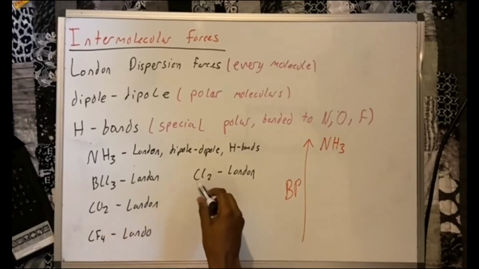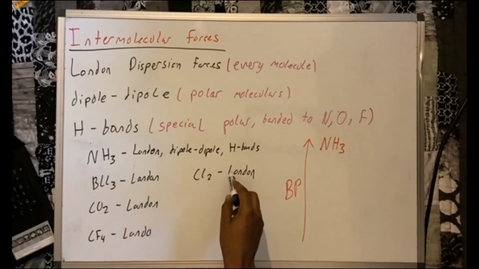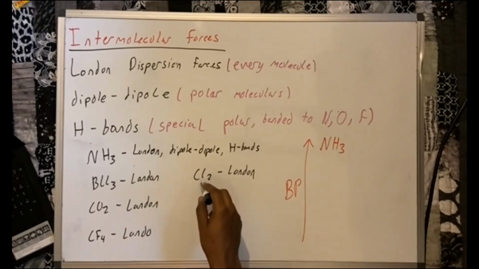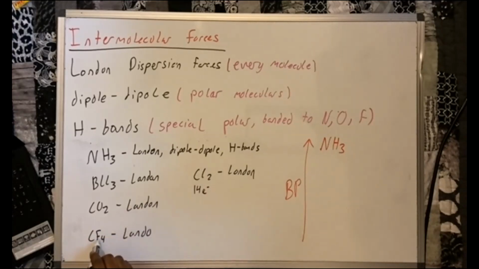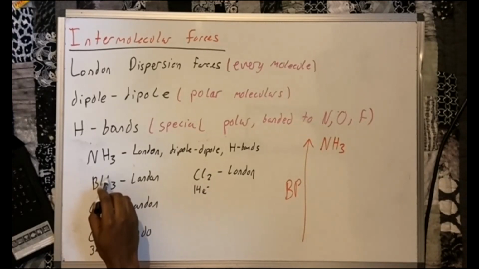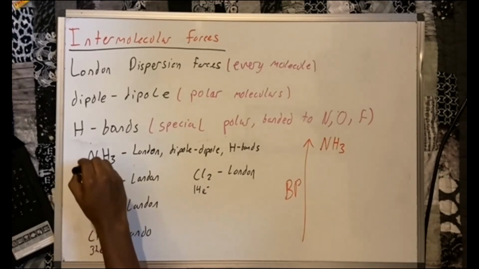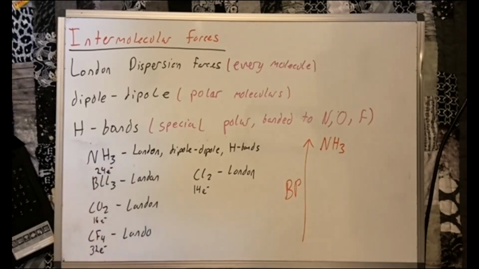I don't know if you remember, but your London forces get stronger the more electrons you have. So this guy has 14 electrons. This one has 4 plus 28, which is 32. This one has 12, 16, 21 plus 3 is 24. Since all these have London, we look at their electrons to see which one is higher. The more electrons they have, the stronger their London force is.